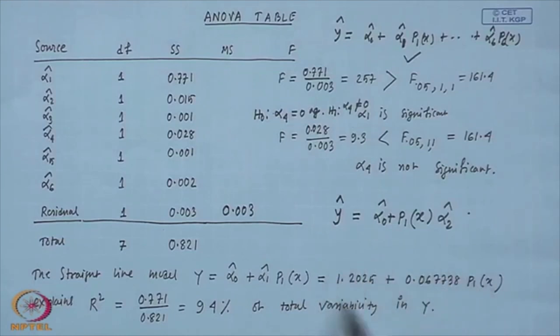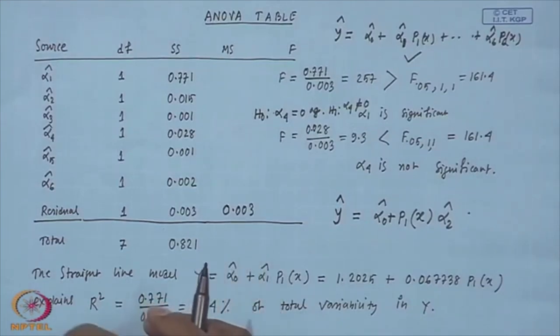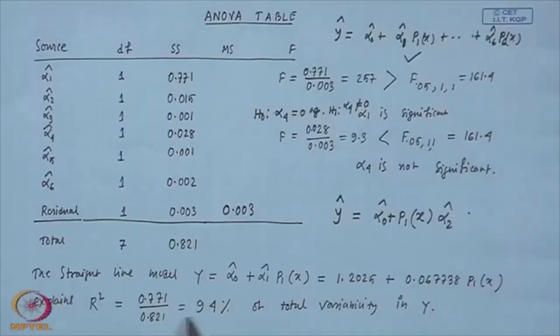And now, to double check whether this fit is good or not, you can compute the R square parameter, the coefficient of determination. This is nothing but SS regression by SS total. This R square parameter computes the proportion of variability in the response variable which is explained by the model. And here you can see that R square is 94%. That means 94% of the total variability is explained by the model, which is quite good.